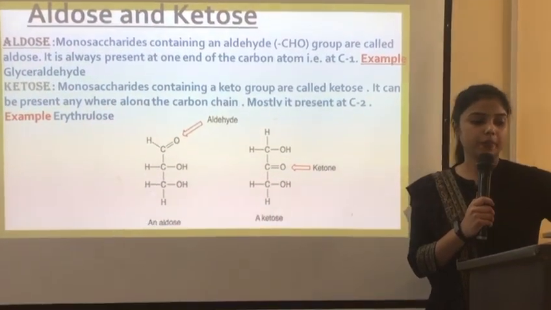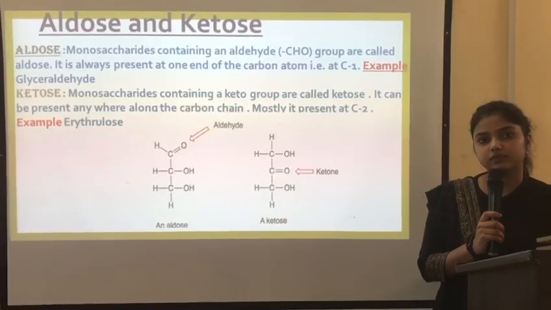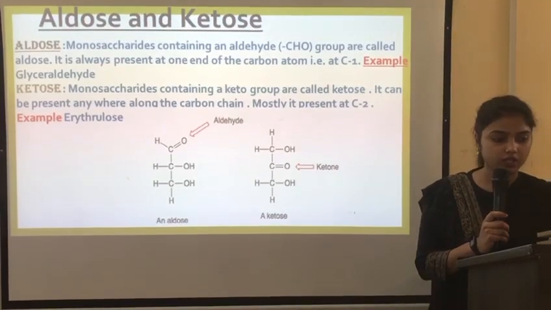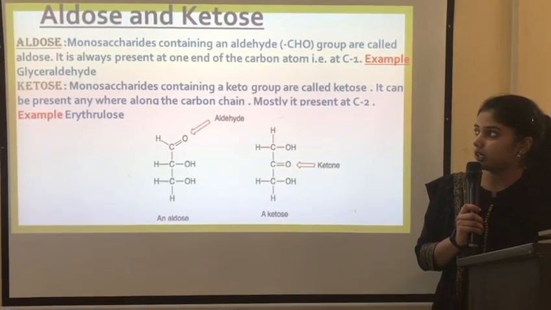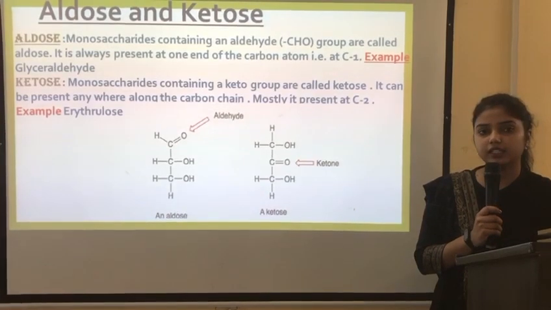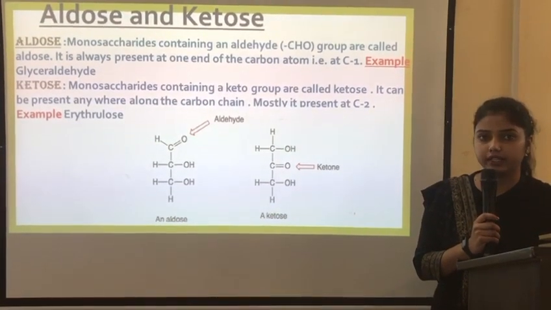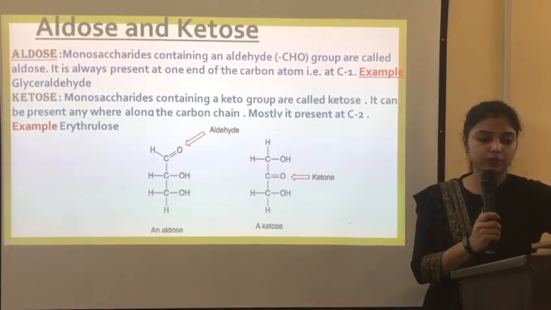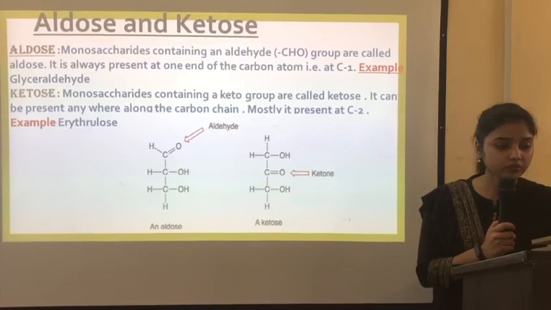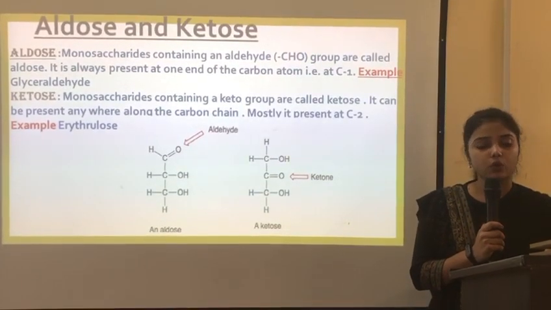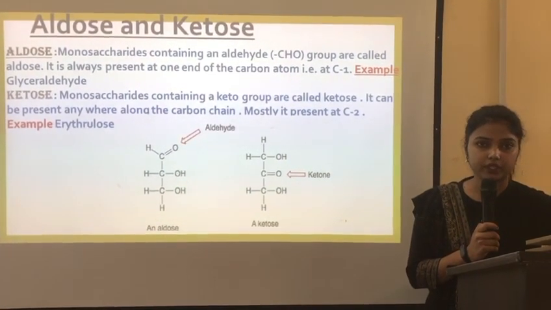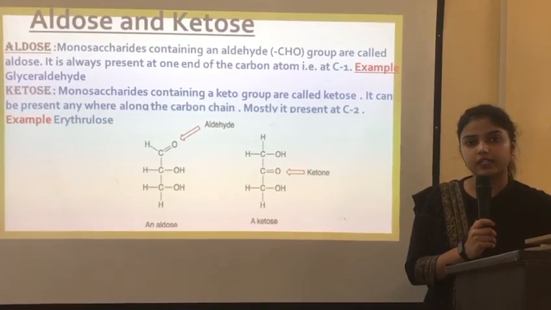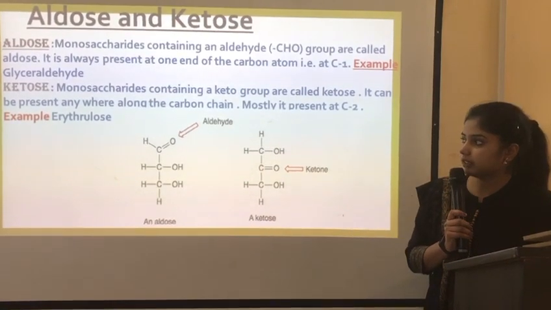Next topic is aldose and ketose. First, I will discuss aldose. The name indicates that aldose means having an aldehyde. Monosaccharides containing an aldehyde group are called aldoses. It is always present at one end of the carbon chain, that is at the carbon 1 position. Example, glyceraldehyde.